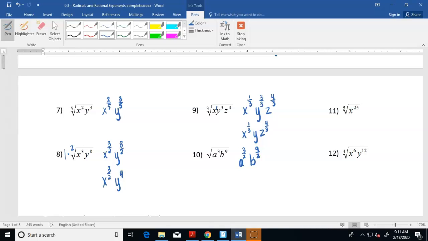Okay? Julie, what about number 11? Okay? X to the 5th. I'm going to write this step. You get 5th because you do 25 over 5, right? And then that will reduce to x to the 5th. You don't have to write that step, but because I'm giving notes and I want everybody to see where it came from, I'm writing that down.